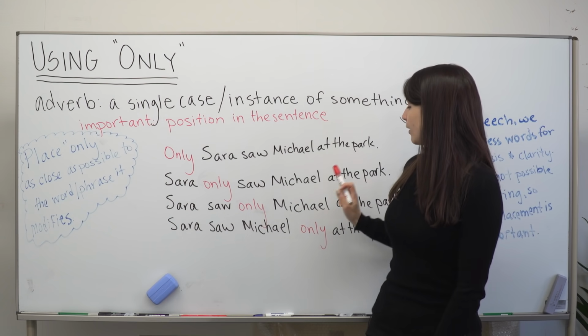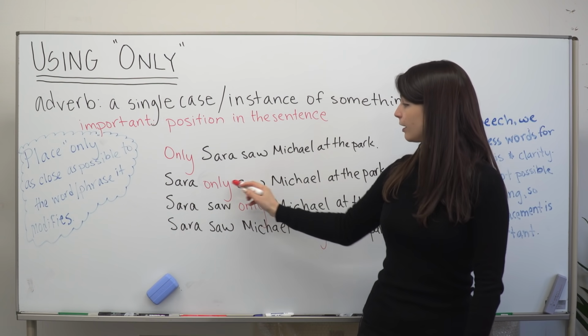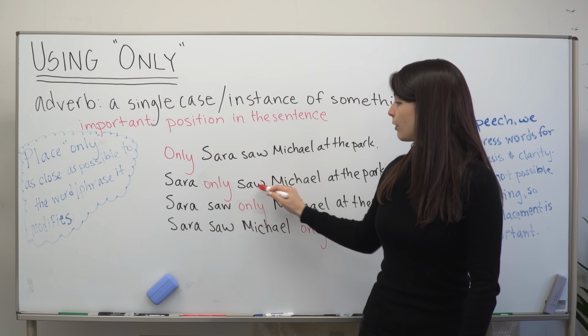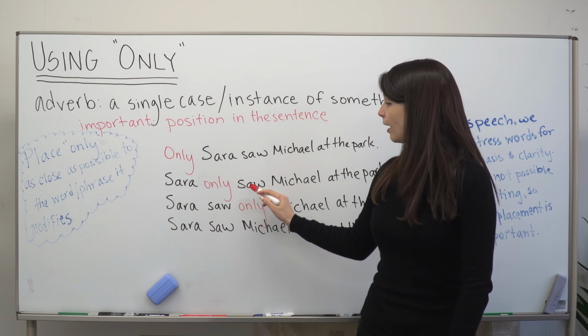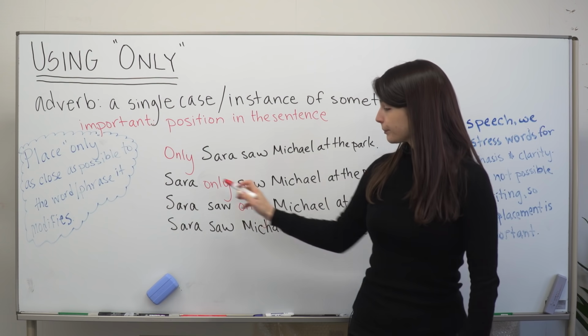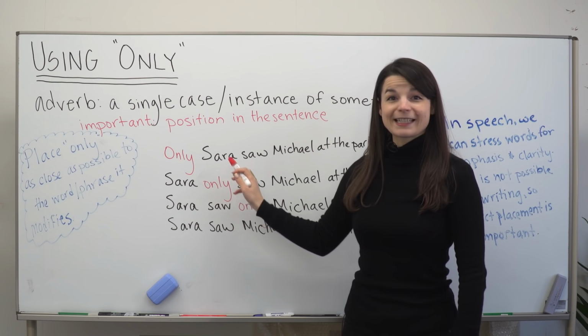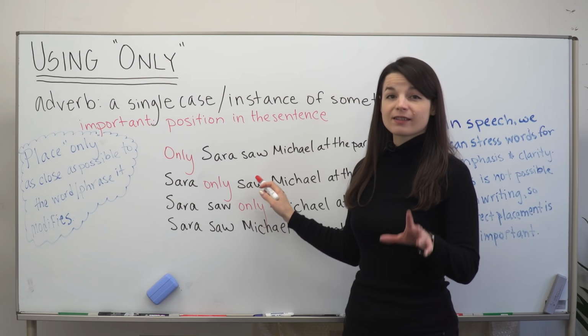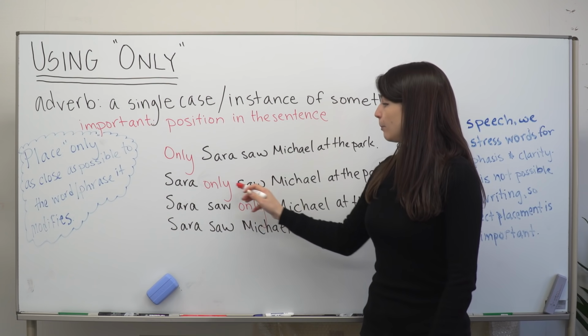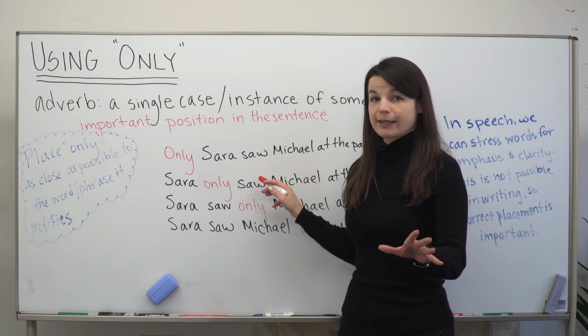Sarah only saw Michael at the park. So here, only is coming before the word saw. So in this case, it's modifying this verb, saw. This sentence, therefore, means that Sarah, the only thing Sarah did, her only action, was to see. She only saw Michael at the park, meaning no other actions happened.